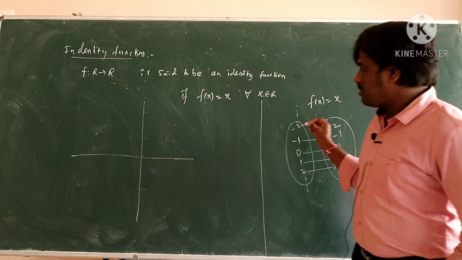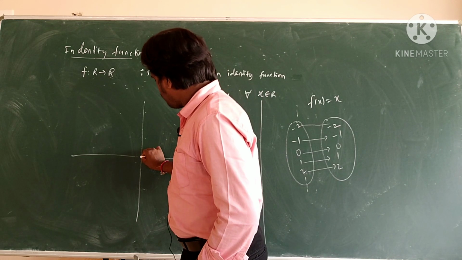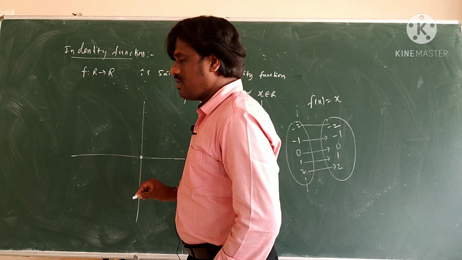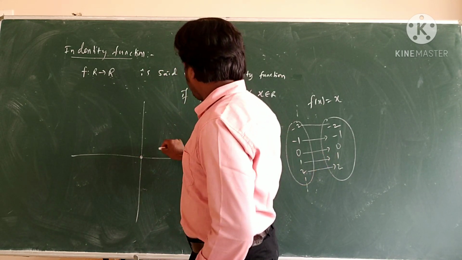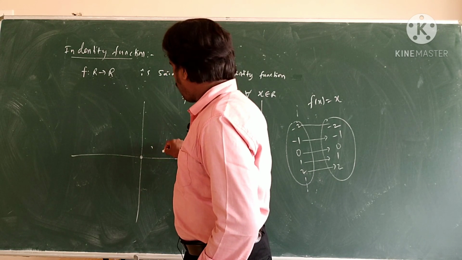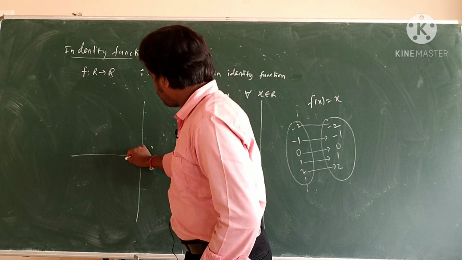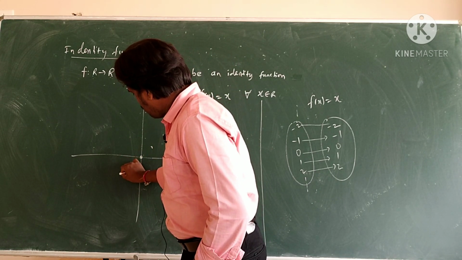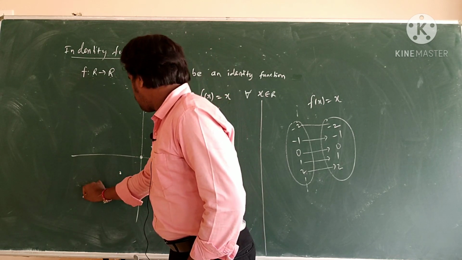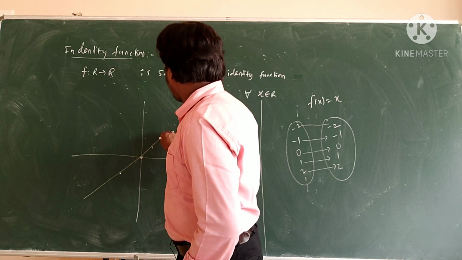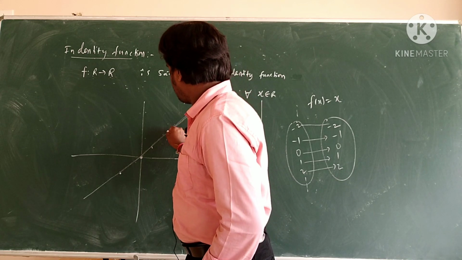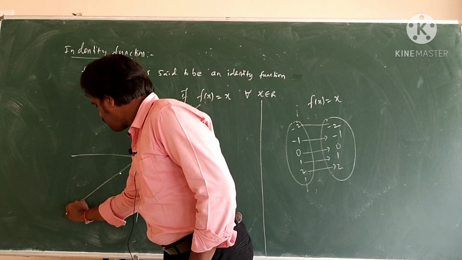Why we are using this, I will tell you. If I plot 0, 0, I will get a point here. If I plot 1, 1, I will get it here. 2, 2 I will get here. Minus 1, minus 1 you will get here. Like this, if you draw, you get the graph like this.